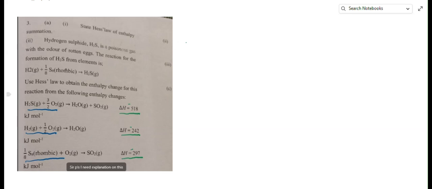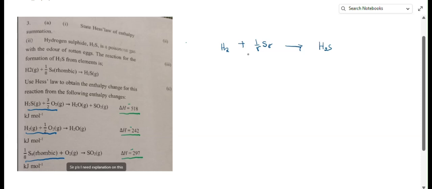So let's write this given equation, which is H2 plus 1 over 8 S8, and then to give H₂S, which is a gas. So we have this.